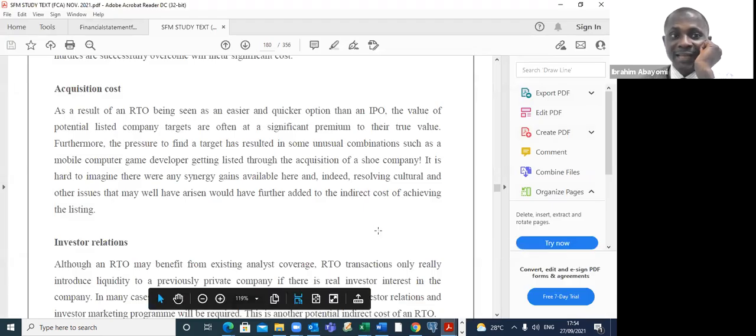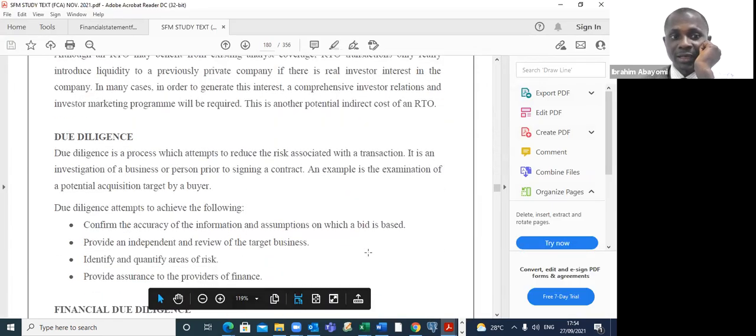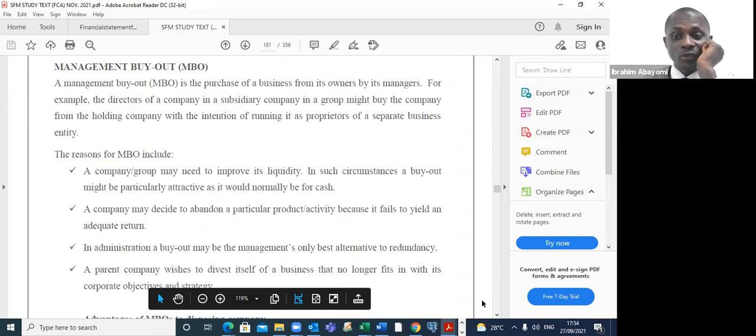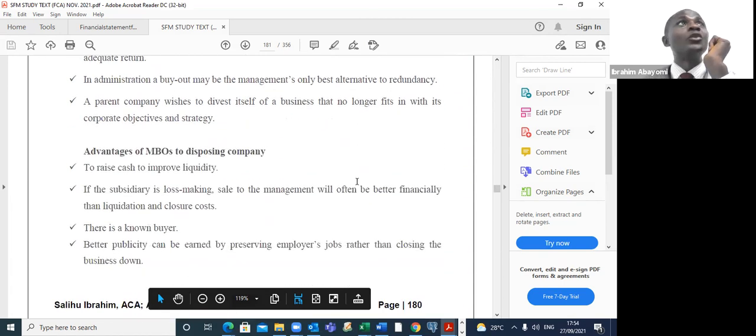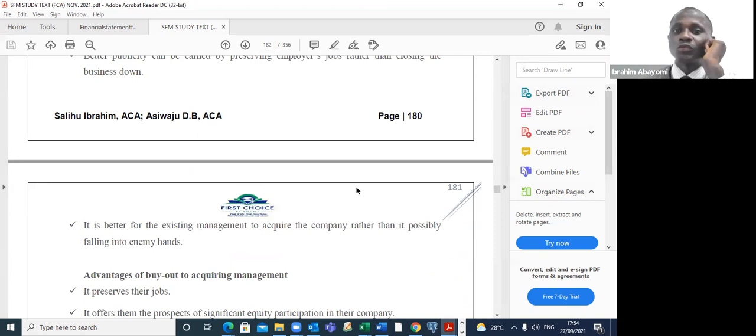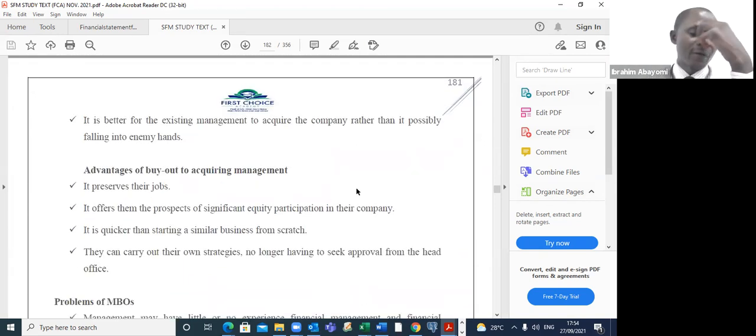And like I always tell you, when we started this course, business valuation is one of the key topics in the course. And of course, anytime a business valuation question is going to be set, it's going to be question number one. And you know what that means? It means you cannot afford not to know business valuation, because anytime it comes out, it's going to be question number one. So for the current syllabus, if you see business valuation in your exam, it's going to be 30 marks. That is the implication.